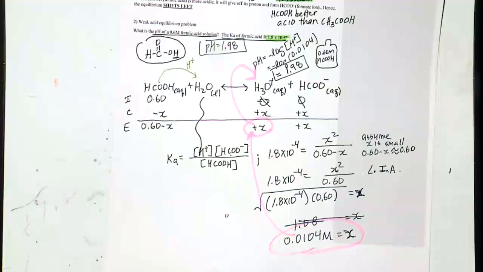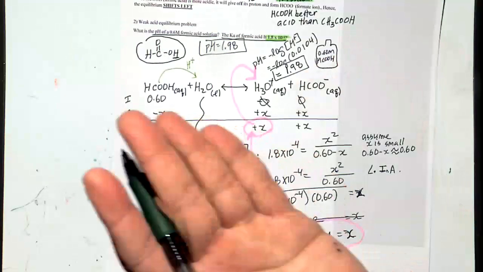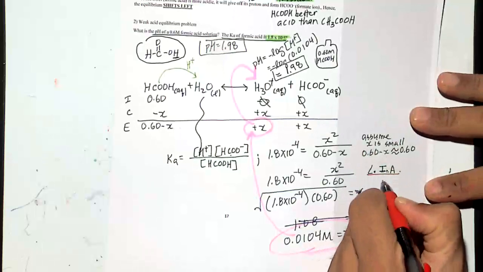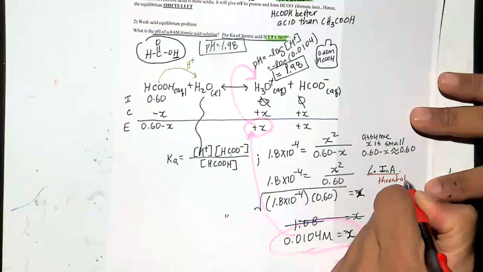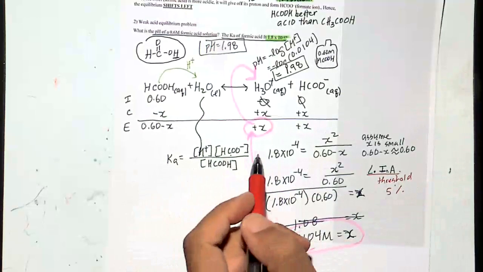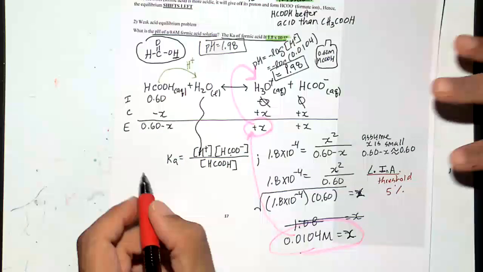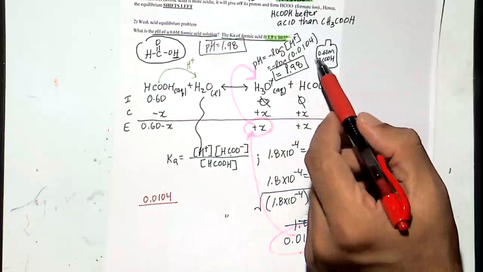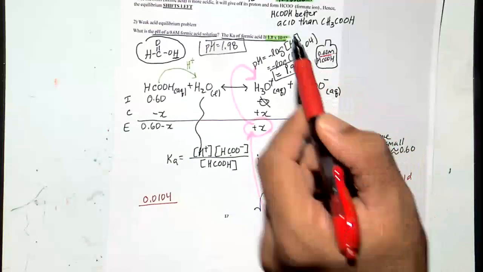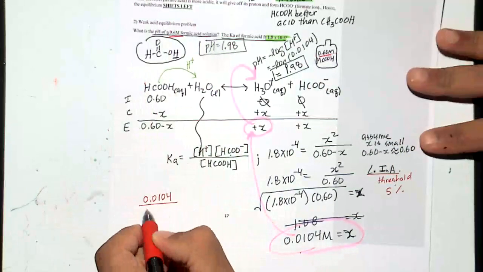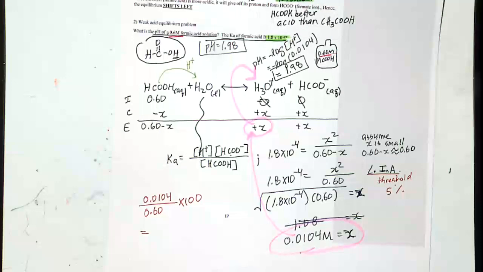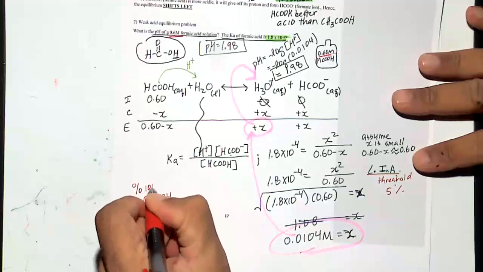So we did two ice table problems where we used the low ionization assumption. One was for the weak base, and the other one was for the weak acid. So let me just tell you about this assumption, the low ionization assumption. The threshold is 5%. So let's see how much this gets ionized. We'll take our x, which is 0.0104, divided by the concentration in the bottle. So what is the concentration in the bottle? 0.60. We'll times it by 100, and that's our percent ionization.